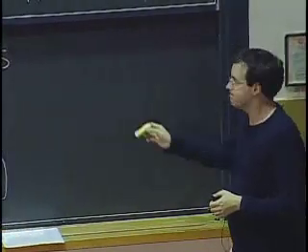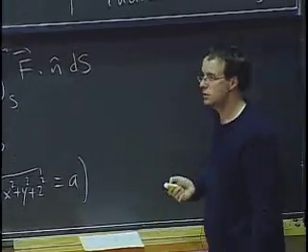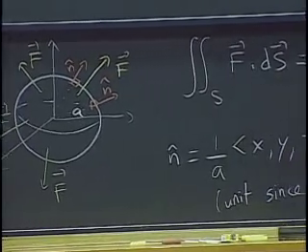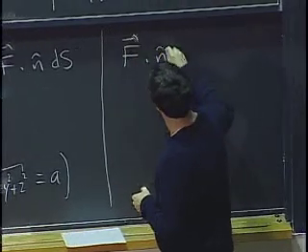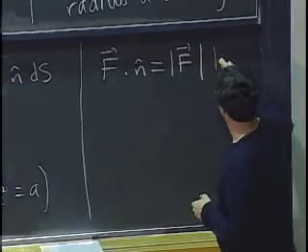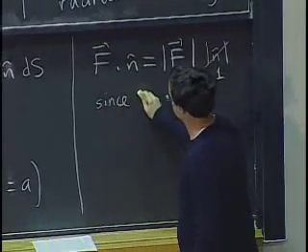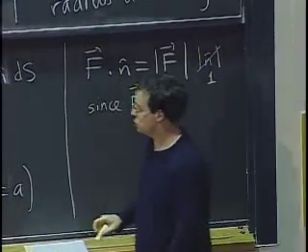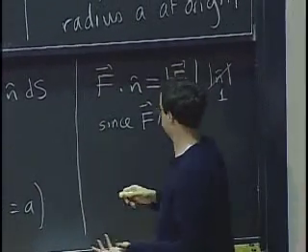Okay, so now let's figure out f dot n. Let's do things one at a time. Well, f and n are parallel to each other. So f dot n, the normal component of f, is actually equal to the length of f, times the length of n if you want, but that's going to be 1, since f and n are parallel to each other. And what's the magnitude of f if I'm on the sphere? Well, the magnitude of f in general is square root of x squared plus y squared plus z squared. On the sphere, it's going to be a.